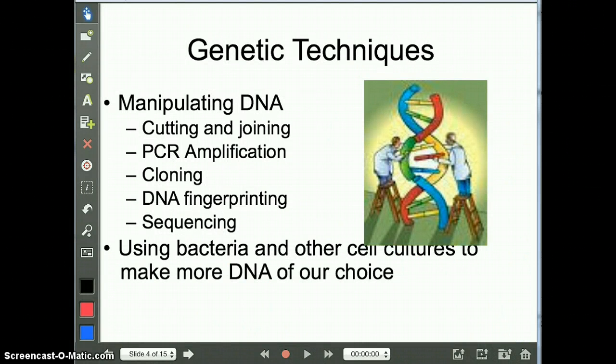Alright, so some of the ways that we can genetically modify, we can pick and choose, as you see in this illustration on the right-hand side, pick and choose the genes we want to put in. We do that by manipulating DNA in certain ways.